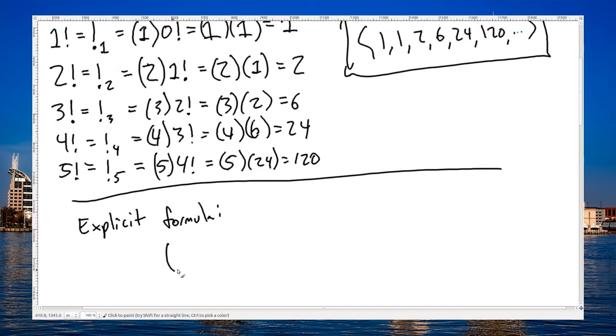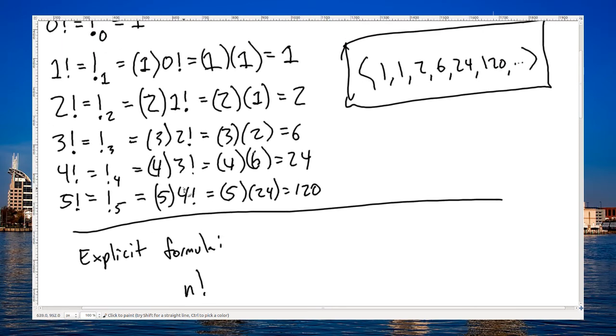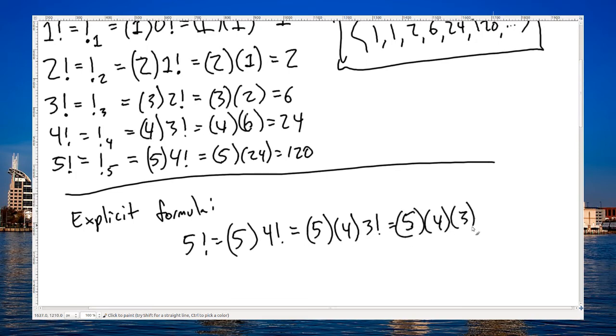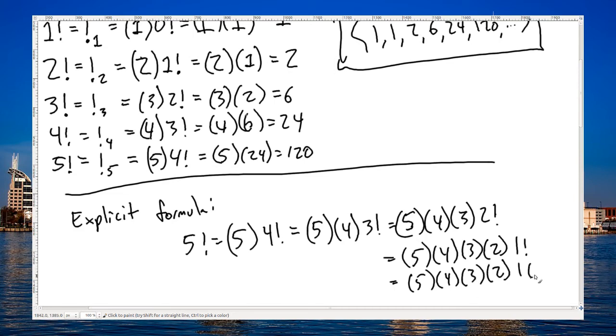Notice that your n factorial is just taking all the numbers. So let's just split up 5 factorial. 5 factorial equals 5 times 4 factorial. 4 factorial is 4 times 3 factorial. 3 factorial is 3 times 2 factorial. 2 factorial is 2 times 1 factorial. And 1 factorial is 1 times 0 factorial.